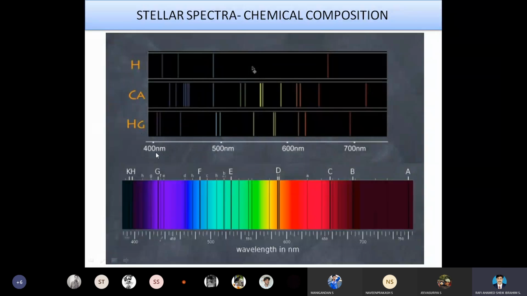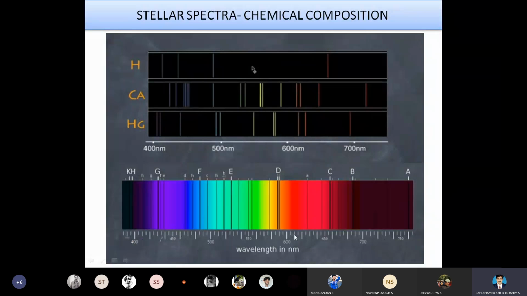The spectra shown here are the general spectra. We have taken these as a comparison to study the spectra of the star, the spectra of the sun. To study the spectrum of the sun, I have taken hydrogen, calcium, and mercury. These are fingerprint patterns, because hydrogen differs from calcium, and calcium is completely different from mercury. The colors we see here are the total spectra of the sun.